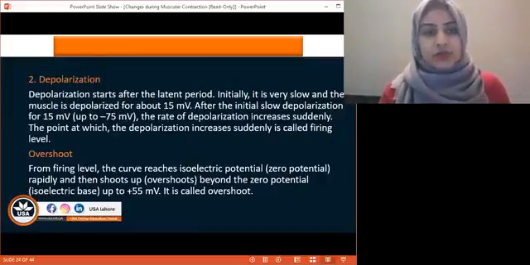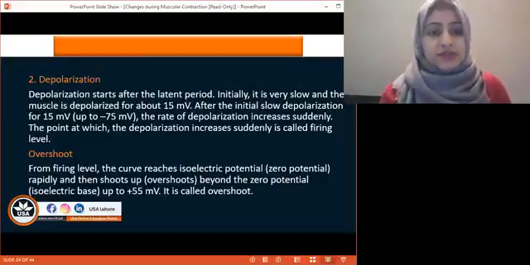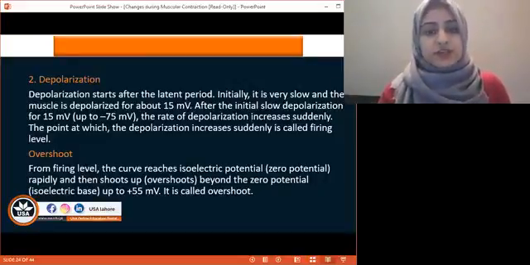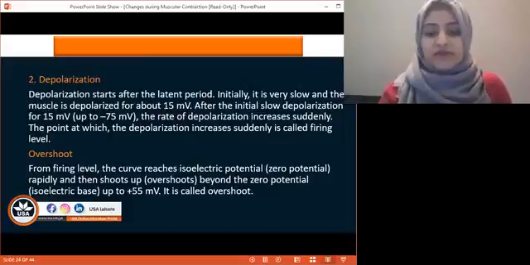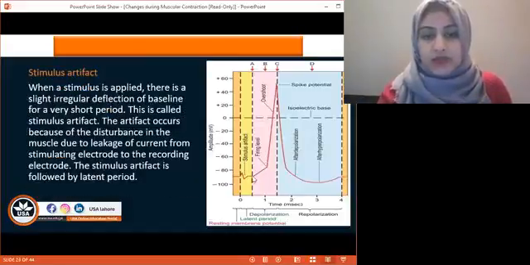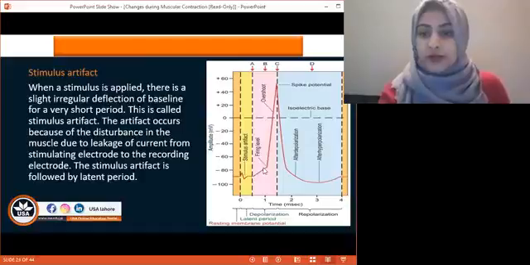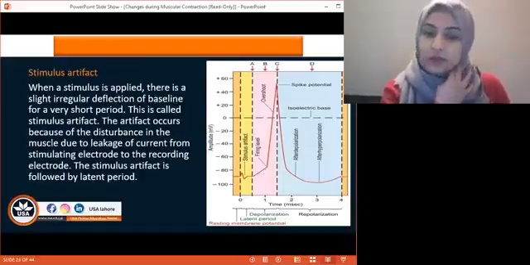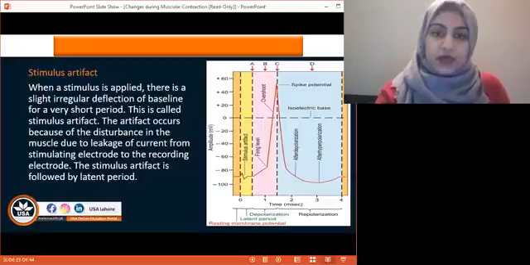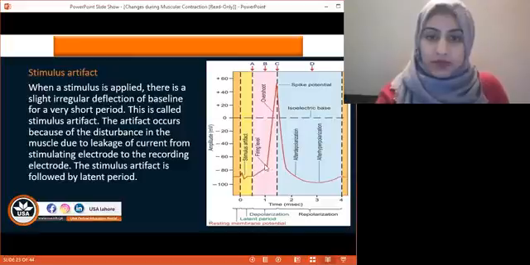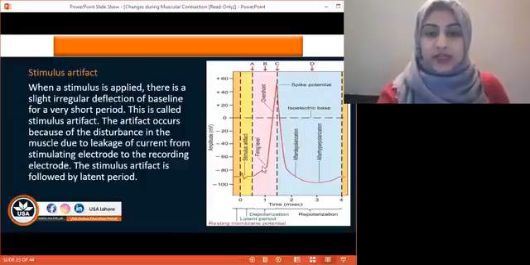After the initial slow depolarization for minus 15 millivolts, that is up to minus 75 millivolts, the rate of depolarization increases suddenly. The point at which the depolarization increases suddenly is known as firing level. So this was the slow depolarization for almost about minus 15 millivolts. And then what you see over here is the point where the muscle shoots up, and it fires up, and it depolarizes quickly, suddenly, and very rushingly. So this point is basically the firing level.